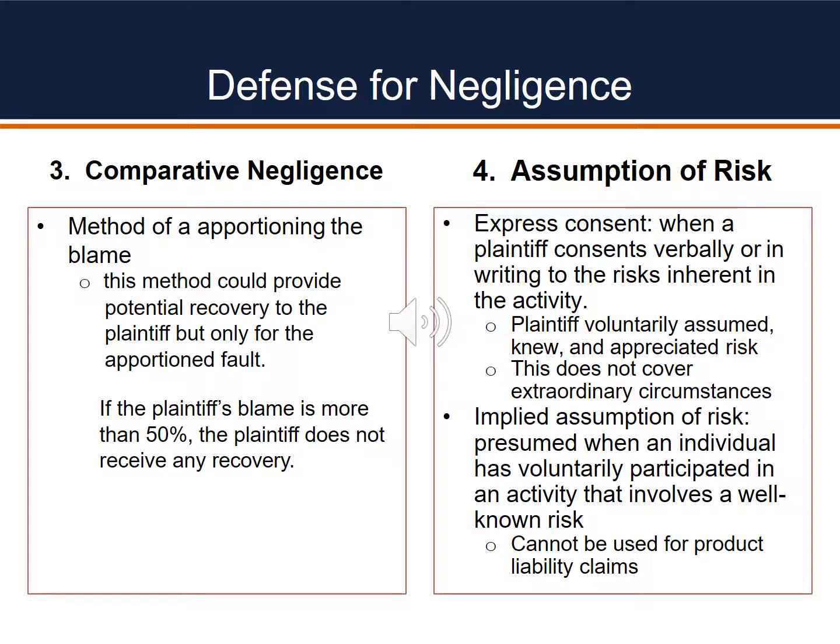Our third defense for negligence is comparative negligence. Obviously, in the previous slide, we talked about contributory negligence for those 4 specific states. The remaining 46 states in the Union follow and/or abide by comparative negligence. This notion is a method of apportioning the blame. This method could provide potential recovery to the plaintiff, but only for the apportioned fault.